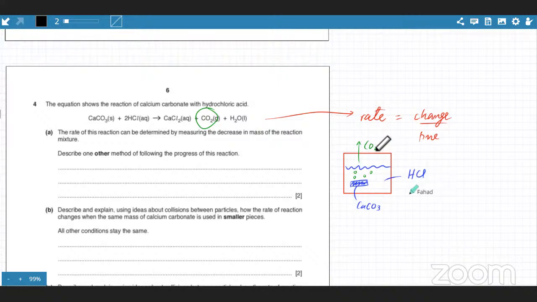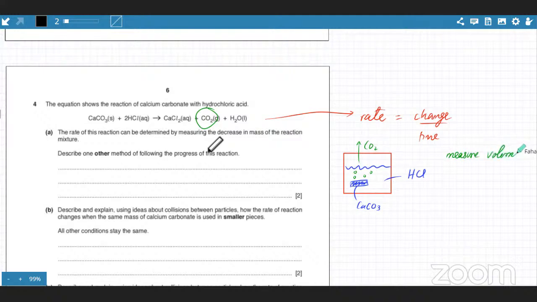So mass is decreasing. Why? Because CO2 is constantly being lost. So the amount of reactants present in the solution decreases because the carbons and the oxygens escape into the atmosphere. So obviously the mass decreases. So he's measuring the rate or speed with which the mass is decreasing. So what are the other methods that you could follow? You could measure the volume of CO2. I mean, that's changing as well.